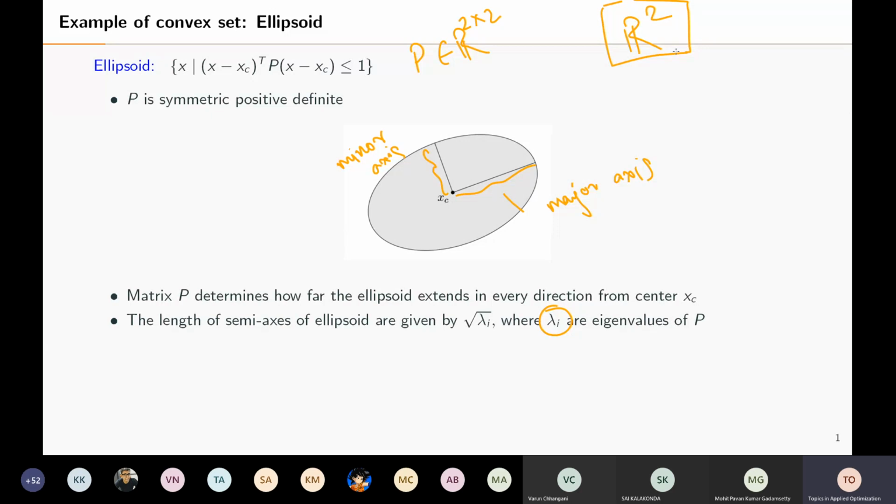Since x is 2 dimensional, P has to be a 2 by 2 matrix. It's applying from both sides. So what it is trying to say is the major axis is the square root of some lambda i. It could be one of the lambda i's, and the other axis is the other lambda. There are two lambdas, right? So now, how do we digest this fact?